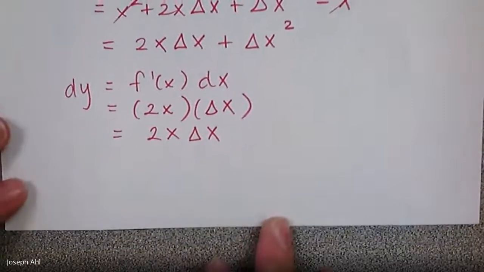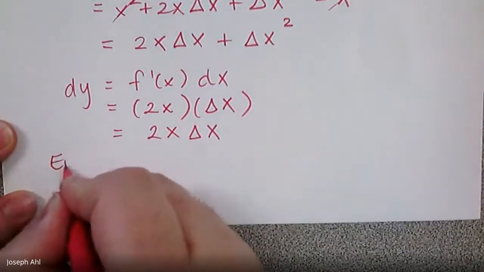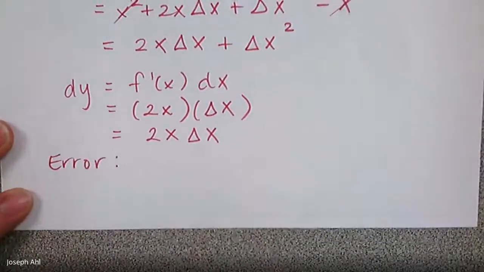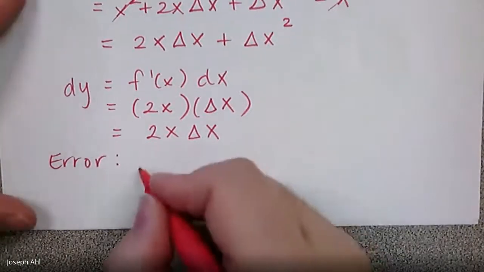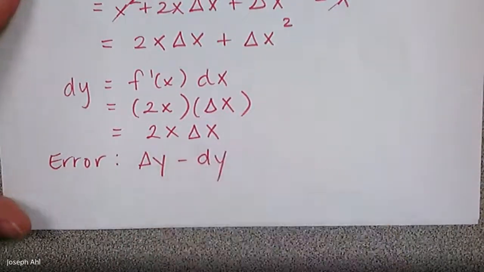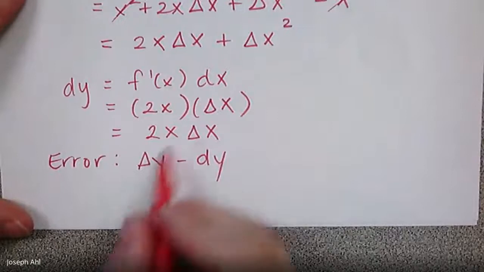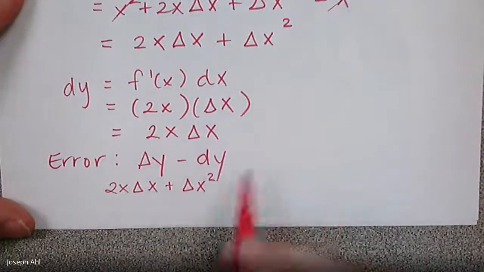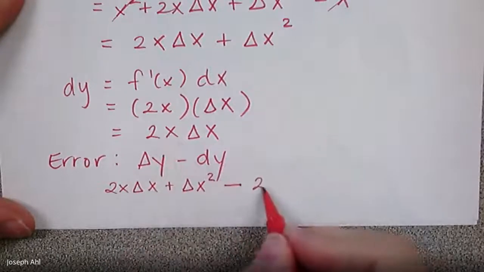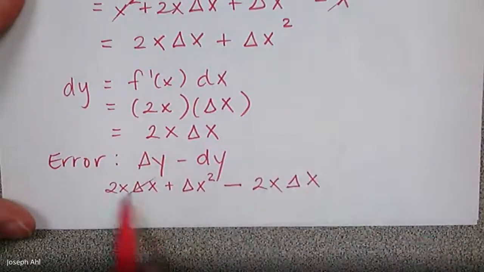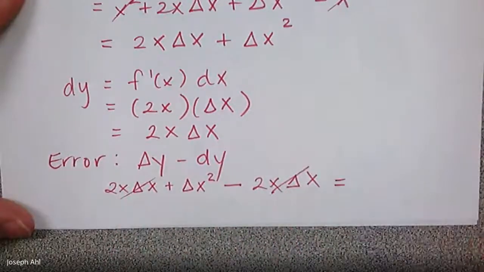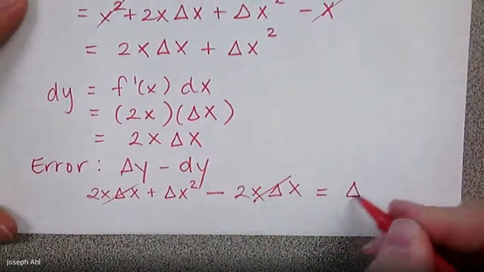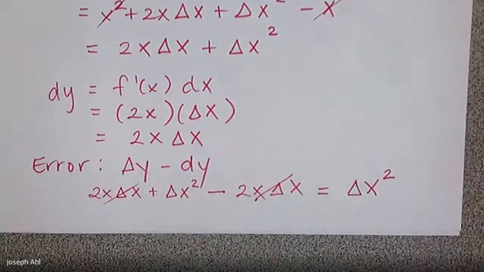And now that we have the delta y and the dy, we can find the error in our approximation by doing the difference in these. Delta y minus dy. So that's going to be 2x delta x plus delta x squared minus the dy, which is 2x delta x. And you'll see that we can very nicely get that the error in our approximation here is just equivalent to whatever delta x squared is.